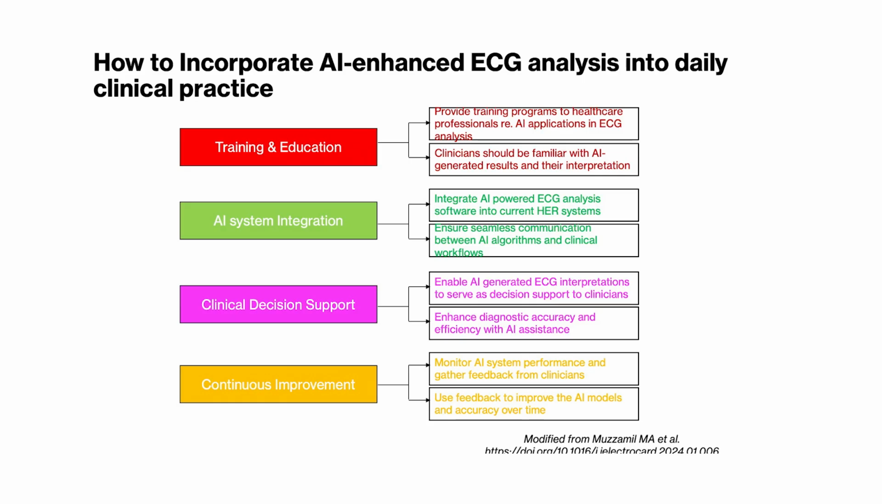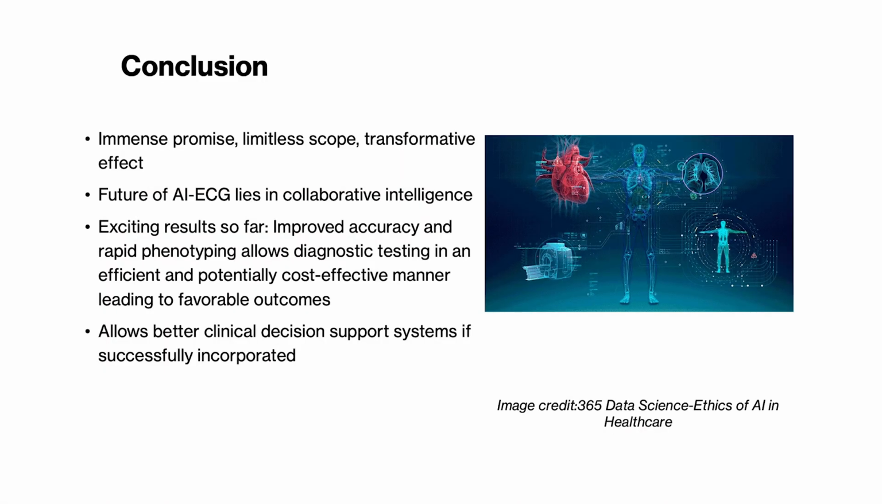And we are trying to get the clinical decision support systems in place, just like what Dr. Elias was mentioning earlier. And then obviously continuous improvement is something that we are going to be talking about, especially with the feedback loops that are going to be crucial. So in conclusion, I think AI has immense promise. It has limitless scope. It is extremely transformative. And the future lives in collaborative intelligence. And so far, we have extremely exciting results. And it's going to allow better clinical decision support systems if we can incorporate it successfully.